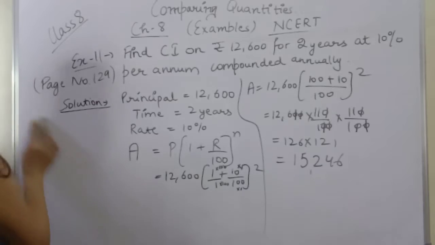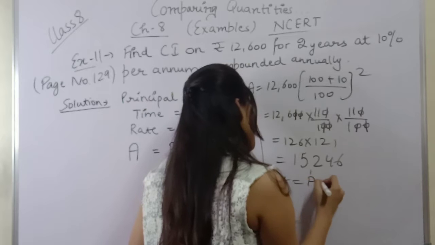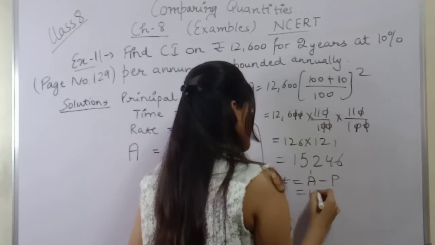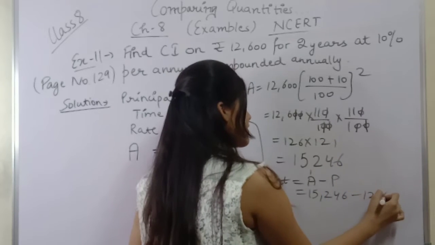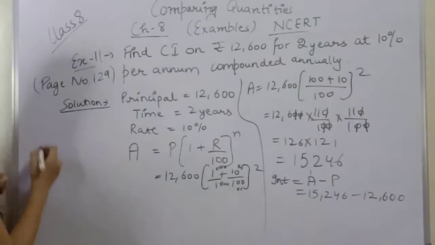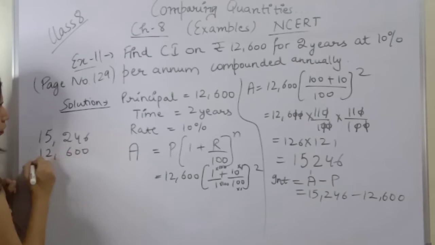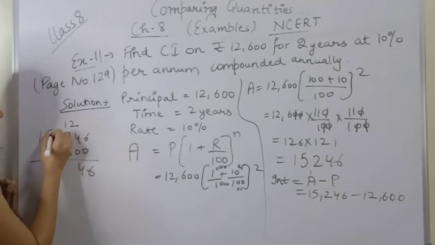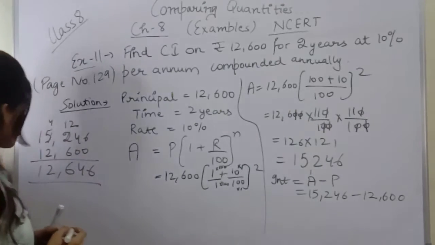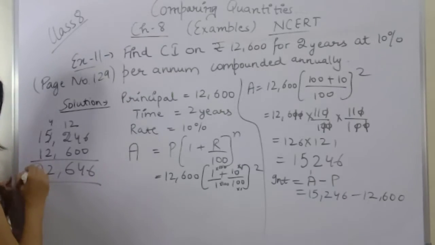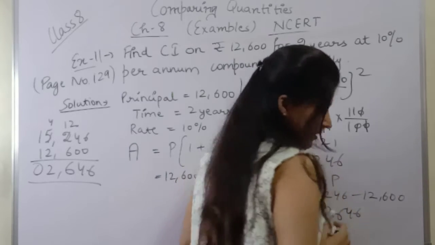We need interest. Now we know that interest equals amount minus principal. Amount is 15,246 minus principal is 12,600, right? So 15,246 minus 12,600 as it is. This would be 12, this would be 4. So 12 minus 6 is 6 and 4 minus 2 is 2. And 1 minus 1 is 0. So we have 2,646.